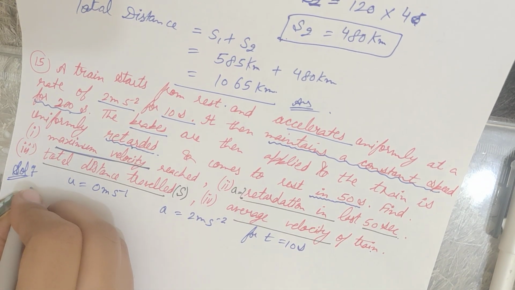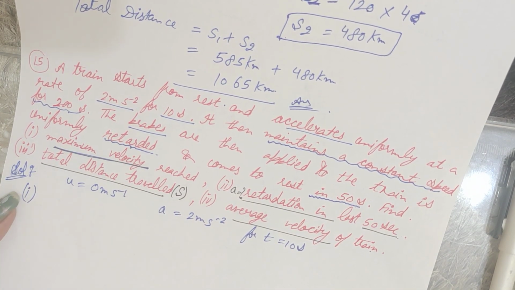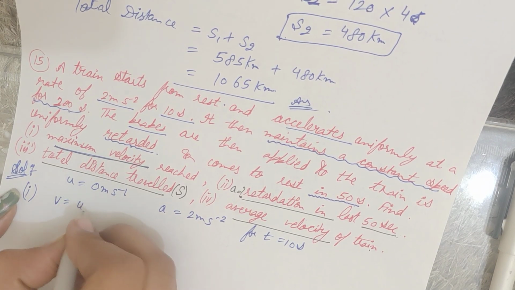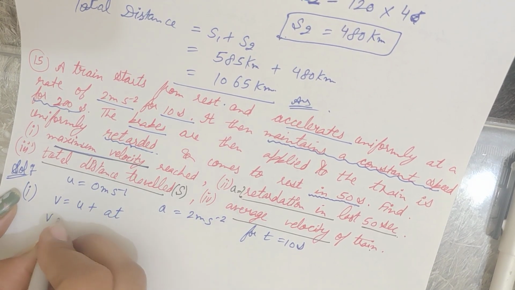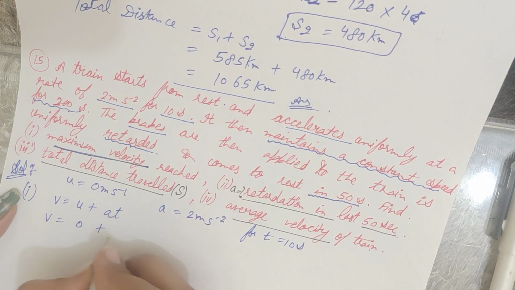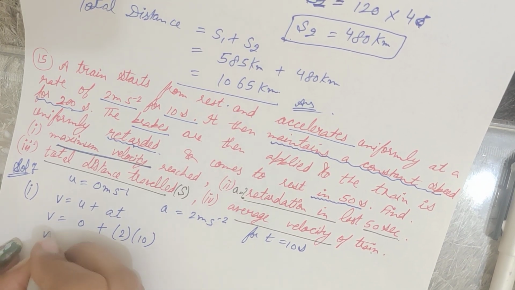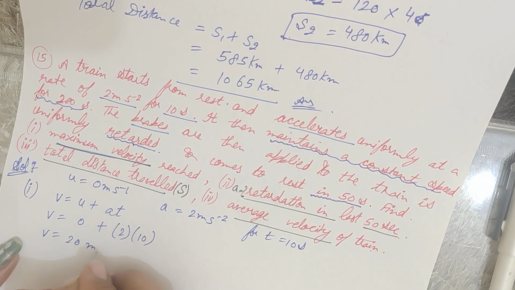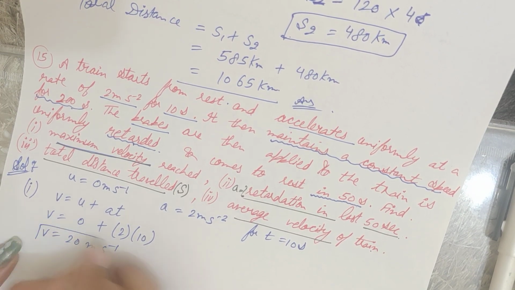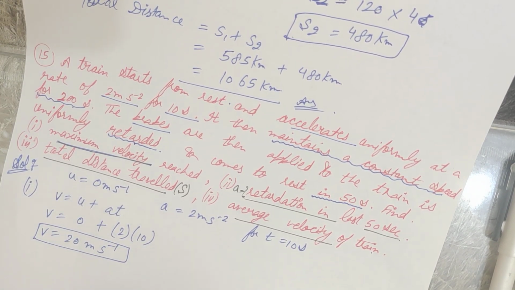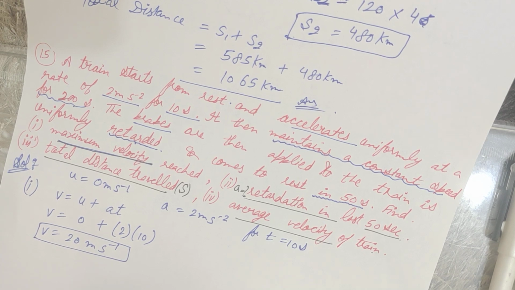These are the things we need to find out. The first is maximum velocity. How can we find it? Simply by using V is equal to U plus AT. V is equal to U, which is 0, plus acceleration 2 for time 10 seconds. So V is equal to 20 meter per second. This is the maximum velocity reached by the body.